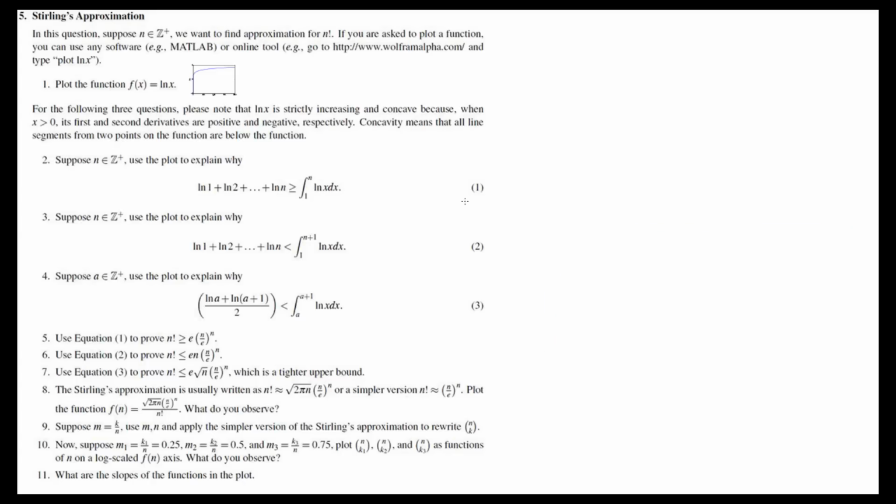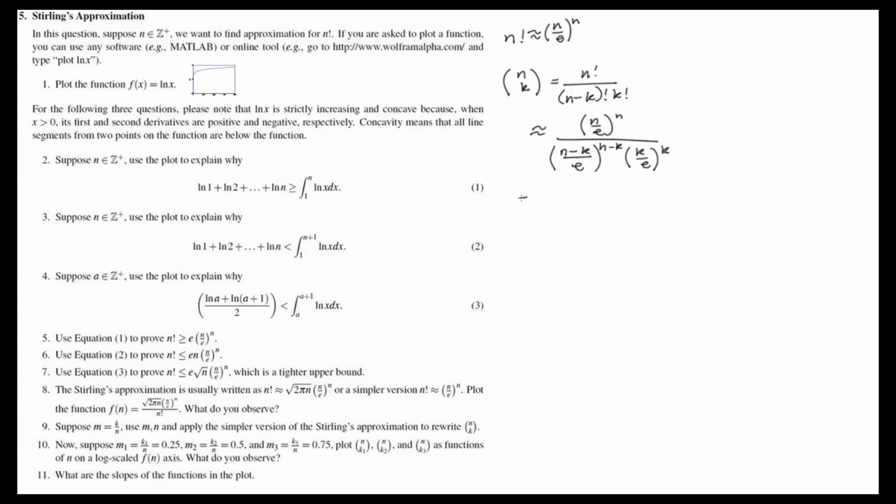In part 9, we're asked to apply the simpler version of Stirling's approximation, which is given in part 8 as n factorial is approximately equal to (n over e) to the n, to rewrite n choose k. So n choose k is equal to n factorial over (n minus k) factorial times k factorial, which, using this approximation, will be approximately equal to: the n factorial turns into (n over e) to the n, the k factorial turns into (k over e) to the k, and the (n minus k) factorial turns into ((n minus k) over e) to the n minus k.